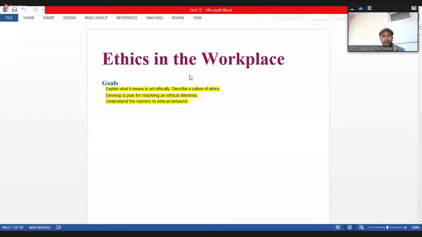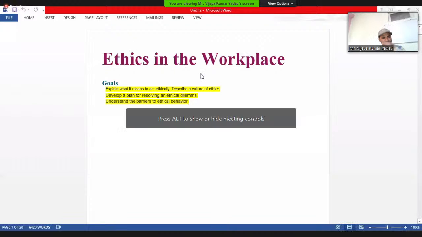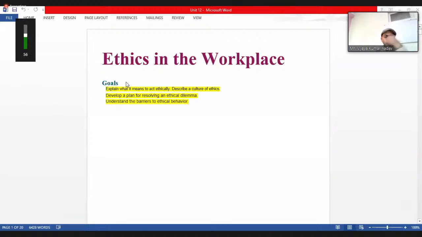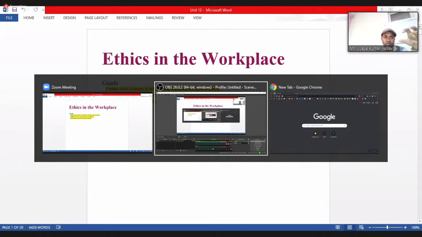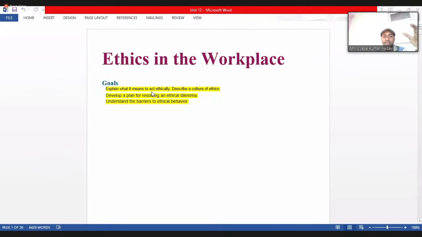Okay, so this is the last chapter of your course, Ethics in the Workplace. I have highlighted some points. See here, goals. What are the goals of this very chapter? Explain what it means to act ethically. So people say, oh, act ethically, be ethical, you must have some ethics. So what is that? Describe a culture of ethics. What is the culture of ethics?